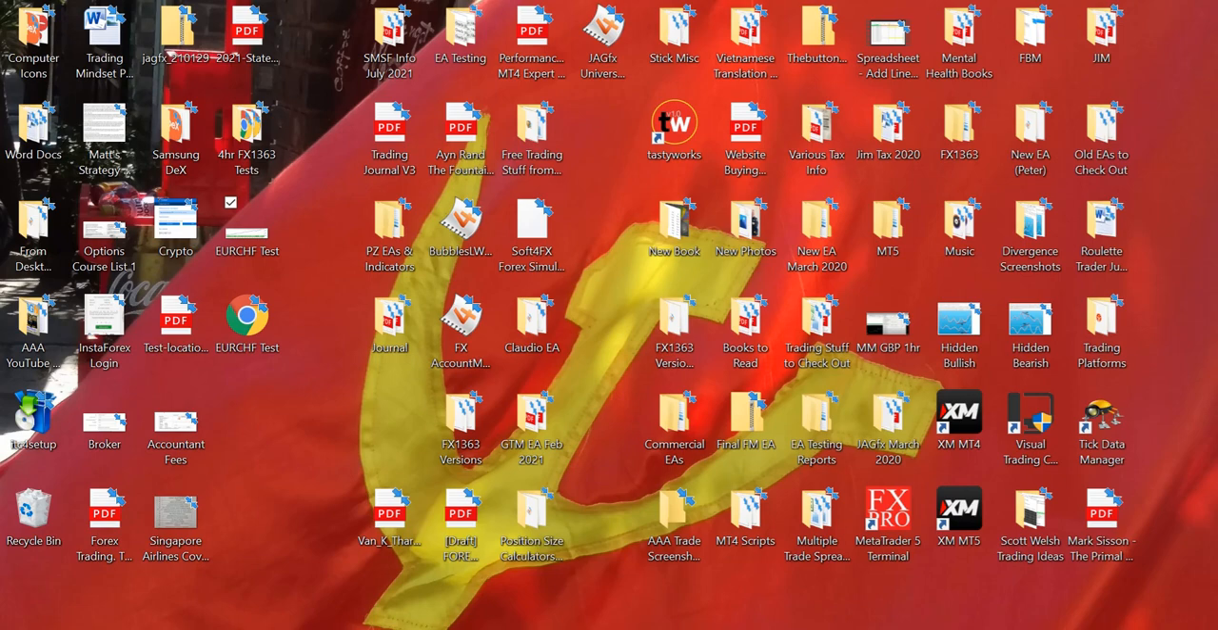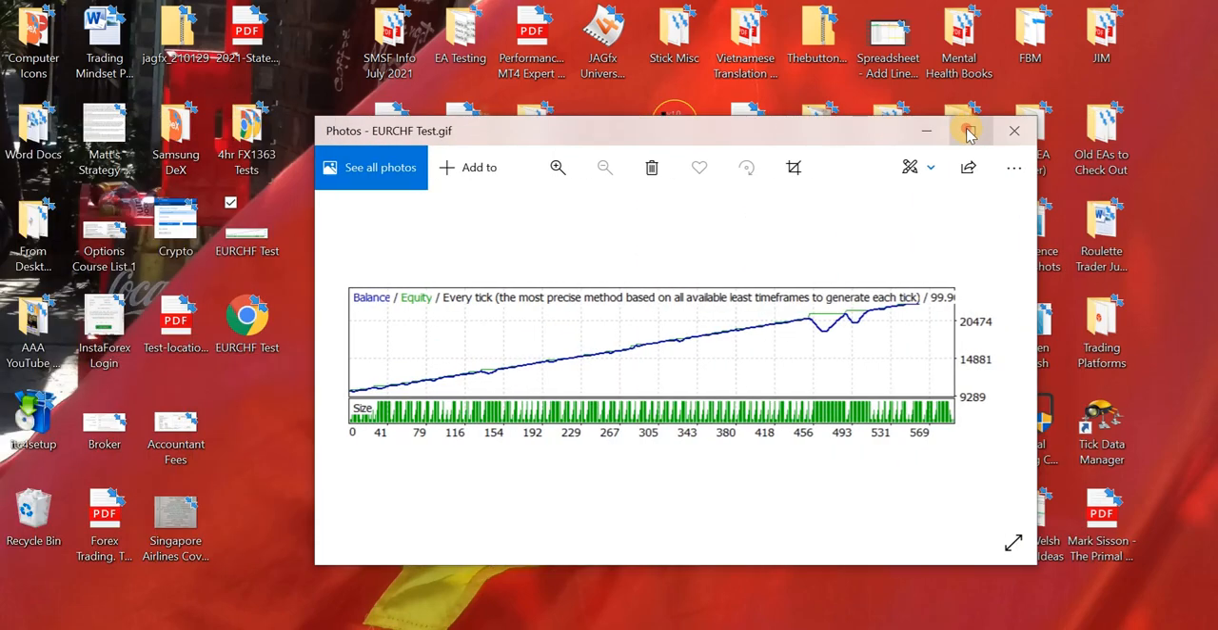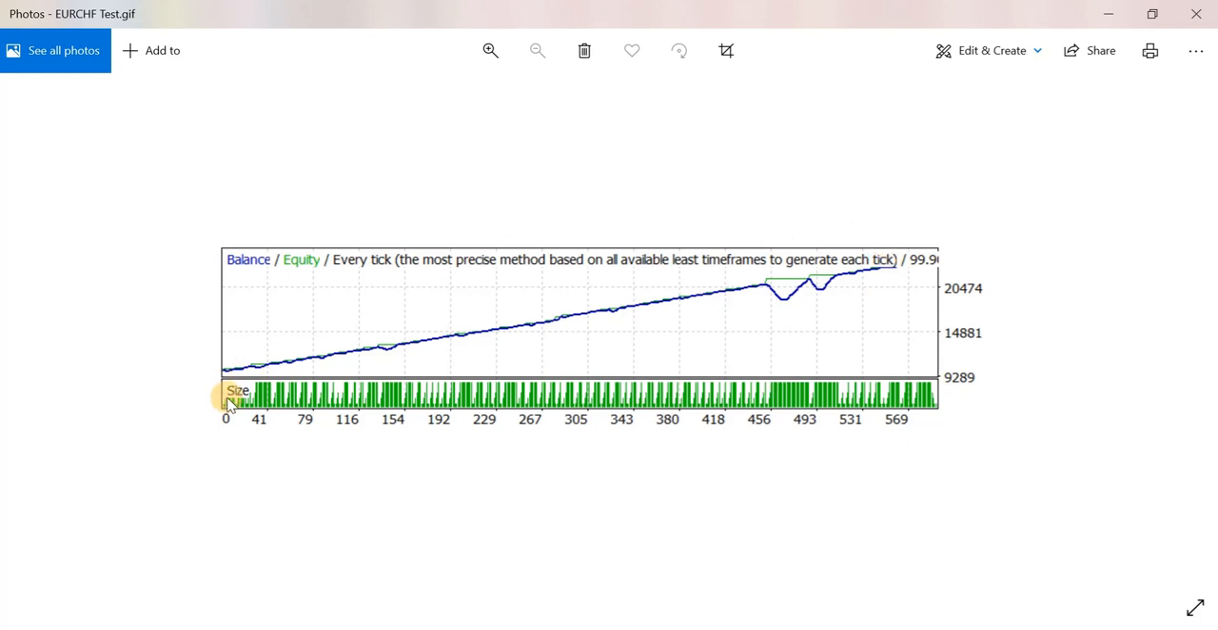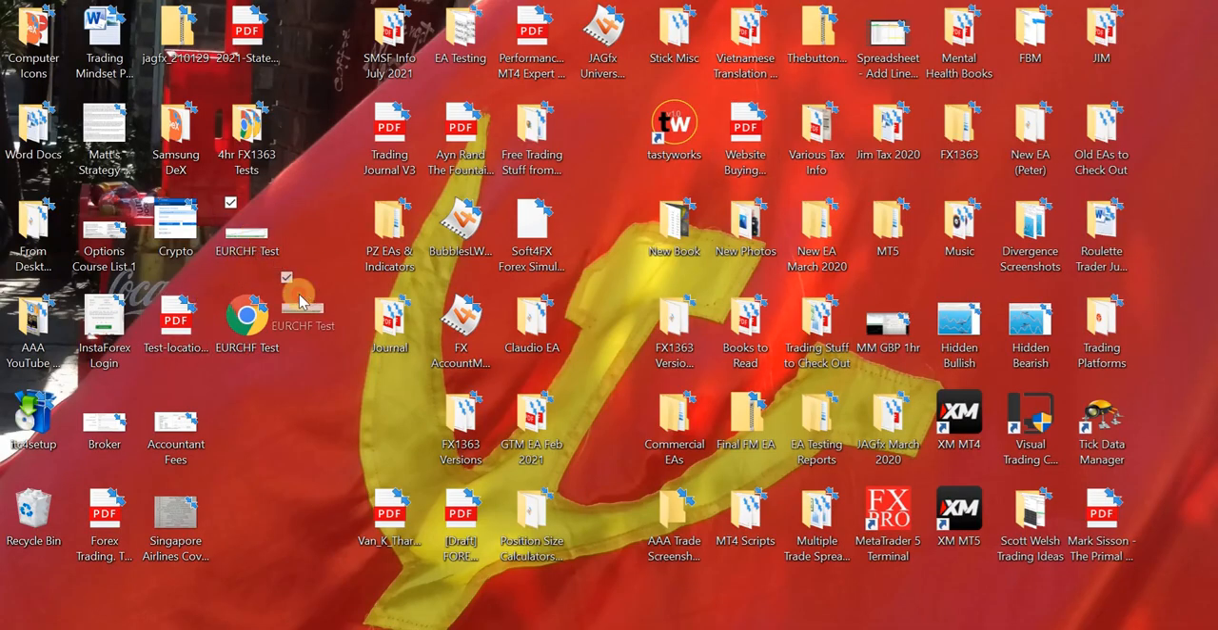I'm on the wrong monitor, so I'll just bring it over to the right monitor. All it is is a picture of the chart, so I generally don't need that. I don't like to keep it. You may want to put it in a folder or whatever. So I just delete that. I don't need it. All I need is this baby here. So that's a test for the Euro Swiss.